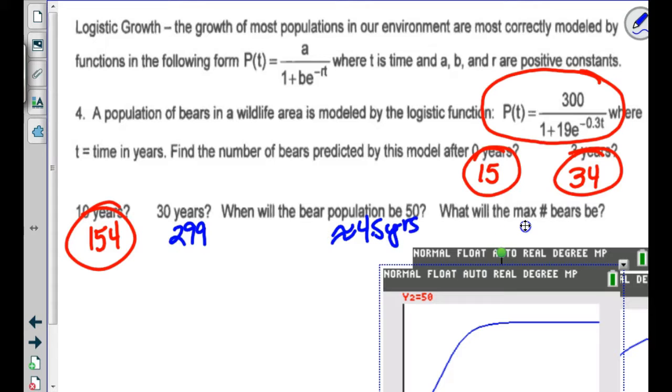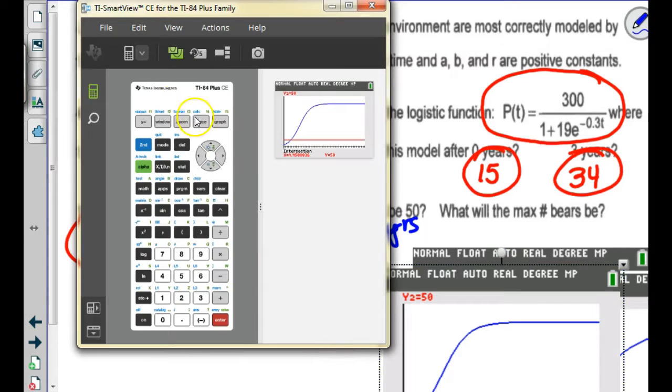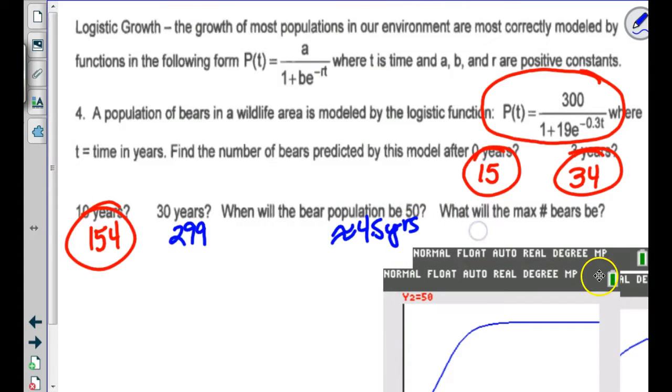And what will the maximum number of bears be? Did anybody trace out there and see what's happening? If you just trace to the right, out here, it eventually rounds to what? Talked about this at the beginning of the question, guys. This number on top should usually be the max. Everybody getting 300? All right.